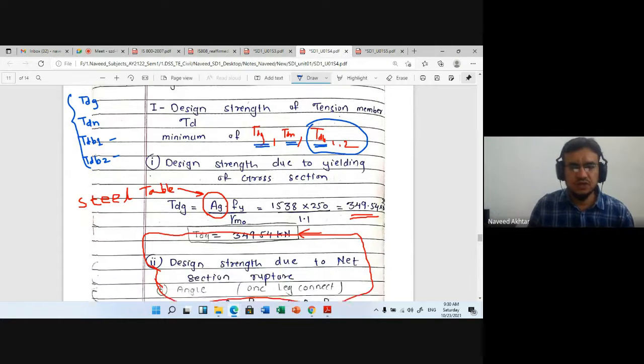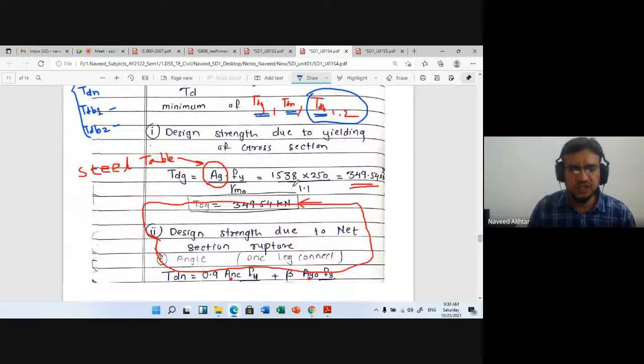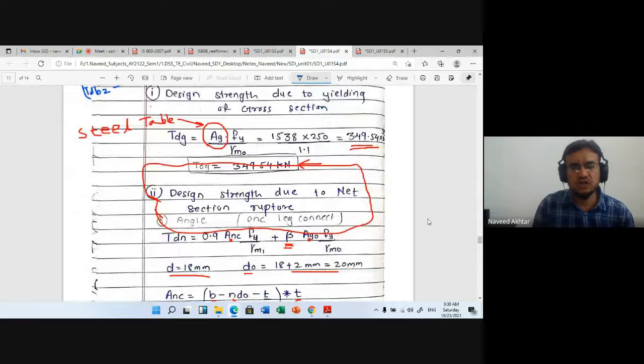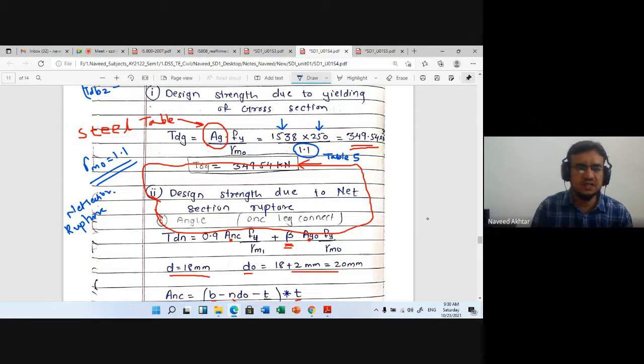So first, because you know the section, you know the gross area. Just put the gross area here, and you know Fy is 250, and gamma m0 you can select from Table 5 of the IS code. If welding is there, then gamma m0 you can take, and that is nothing but 1.1. But if rupture is there, net section rupture, in that case you are going for the ultimate load, the ultimate strength of the member, so the partial safety factor for material will be taken as 1.25 in case of rupture.